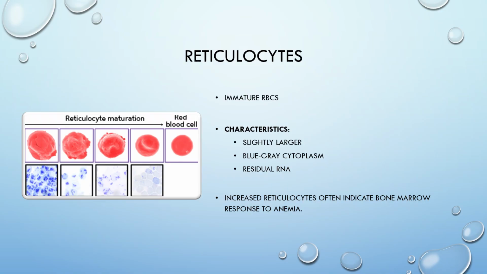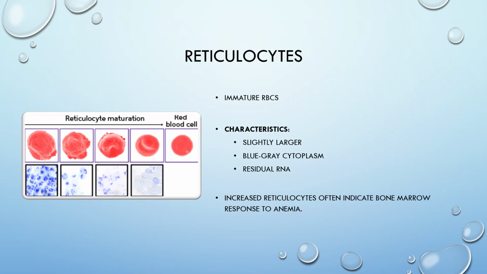Now let's take a closer look at reticulocytes, because these cells are extremely important in hematology interpretation. Reticulocytes are essentially young red blood cells that have recently left the bone marrow and entered the peripheral circulation. Structurally, they are very similar to mature erythrocytes, but there are a few key differences. First, reticulocytes are usually slightly larger than fully mature red blood cells. Second, their cytoplasm often appears blue-gray or slightly bluish on a Wright-stained peripheral smear.